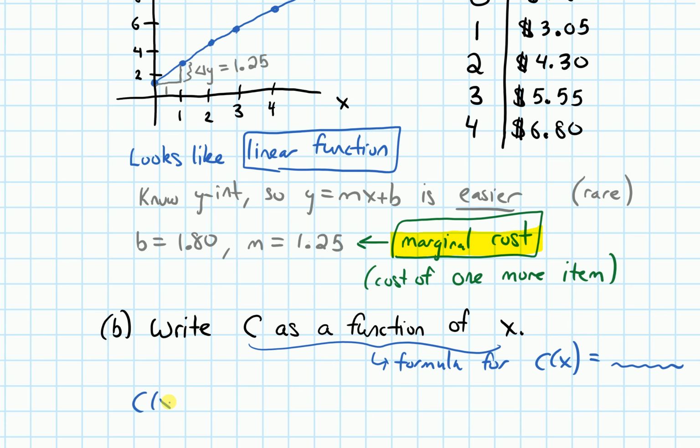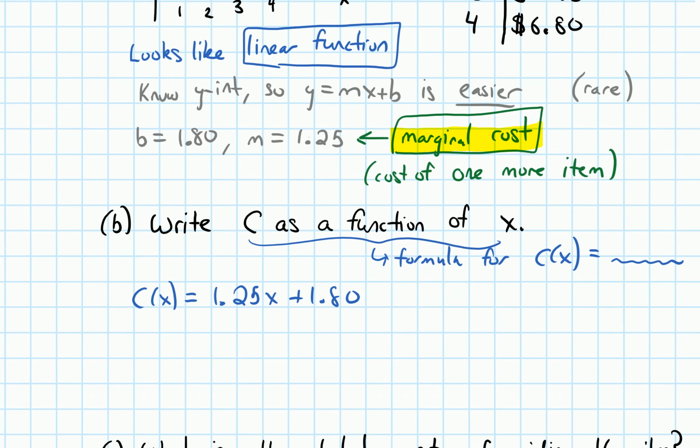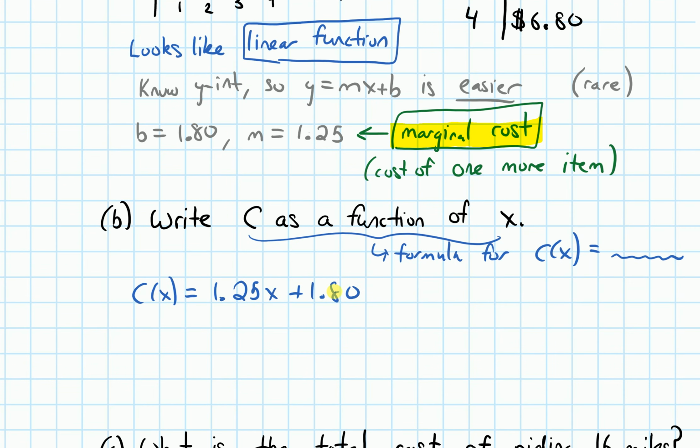But now we could write the equation of our line. C of x equals, well, the slope is 1.25. That's m times x plus b, so plus 1.80. And that's c as a function of x. And in this equation, these different parts represent something. So this 1.25 times x, so multiplying this marginal cost by x, by the number of miles traveled, that is what's called the variable cost.